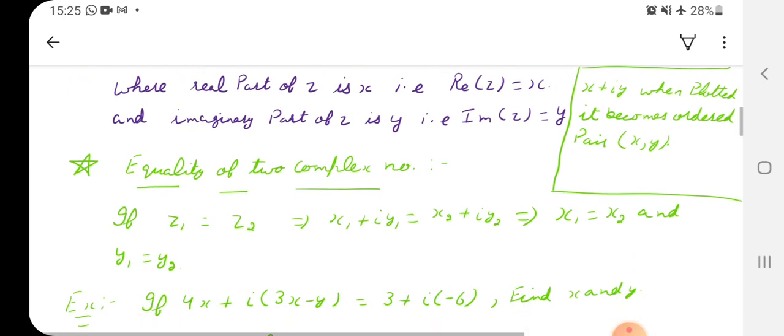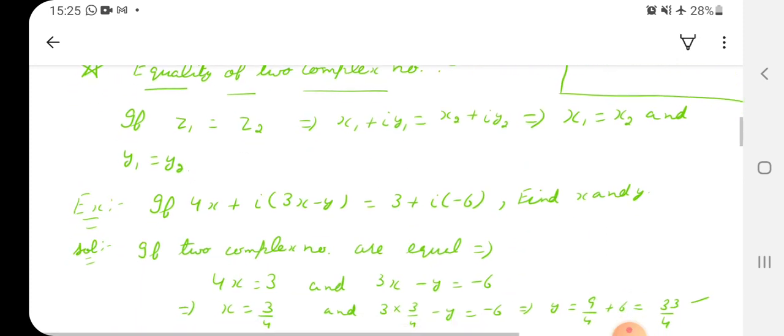Next we are going to discuss equality of two complex numbers. They said if two complex numbers are equal, z1 equals z2, this implies x1 plus iota y1 will be equal to x2 plus iota y2. So they will be equal if and only if their corresponding real parts are equal and their corresponding imaginary parts are also equal.